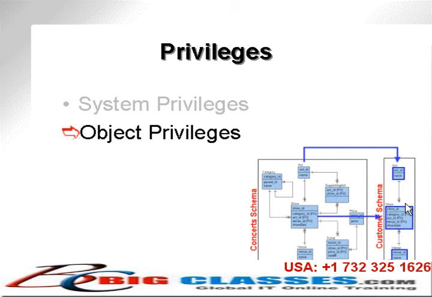2 of the most common ways is to create synonyms on the tables in the concert schema and allow access from the customer schema or to the customer schema. The second most common way is to simply grant access privileges from concerts to customer.